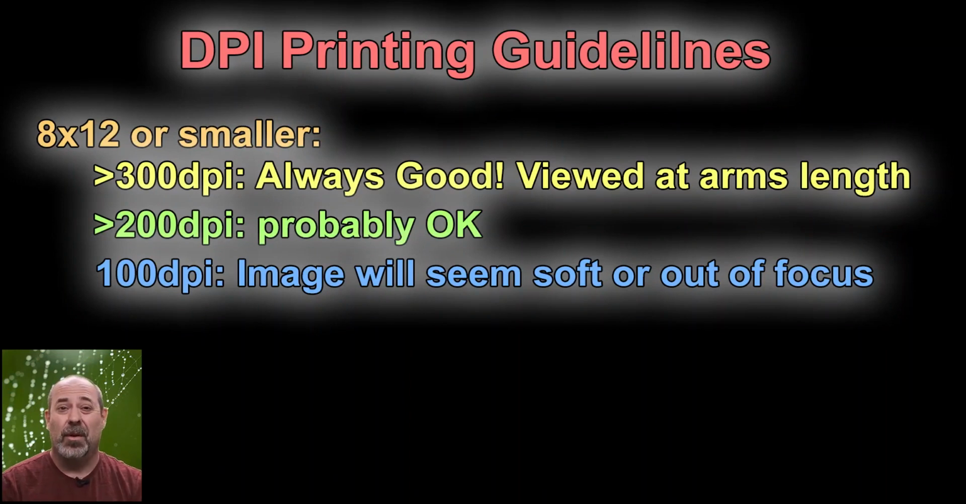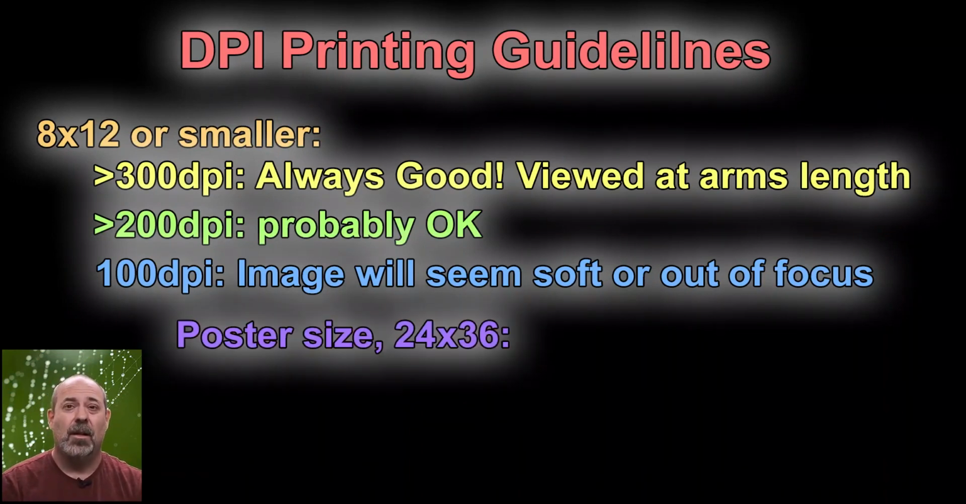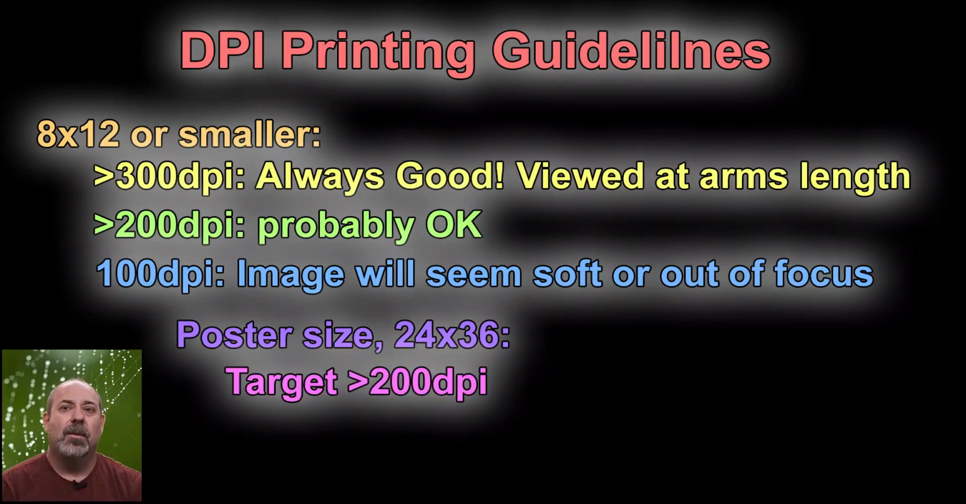Larger images, like a 24 inch by 36 inch poster size, are typically viewed at a further distance, so you can get away with a slightly lower DPI and the image will still look sharp at the normal viewing distance. Of course, if you move in close to the poster and look closely at the details, you may notice some softness. For this size print, I would generally target 200 DPI or greater.